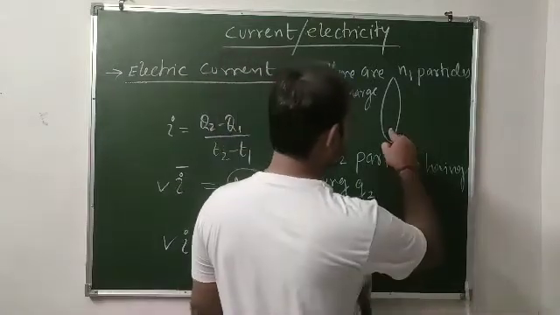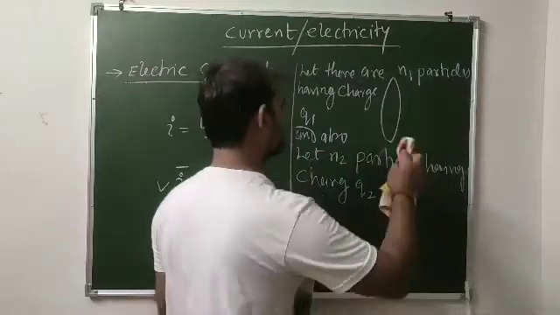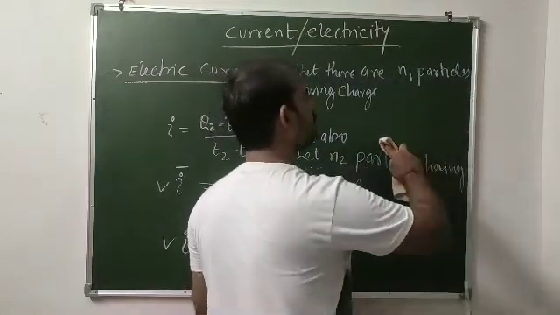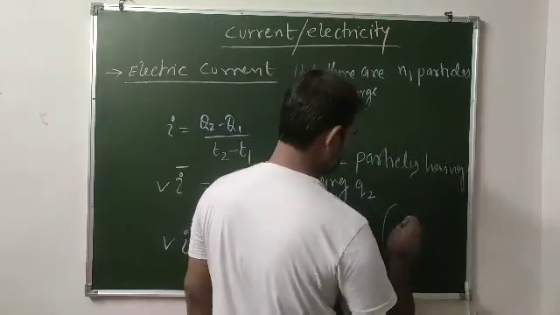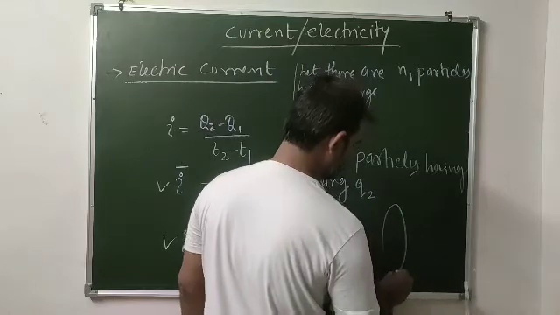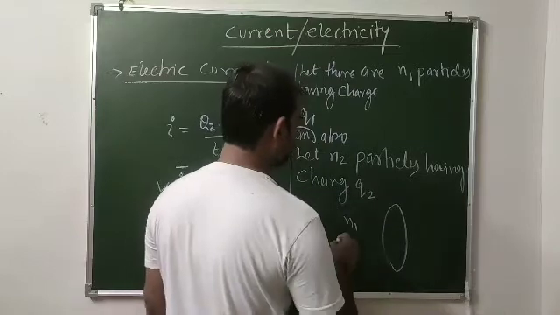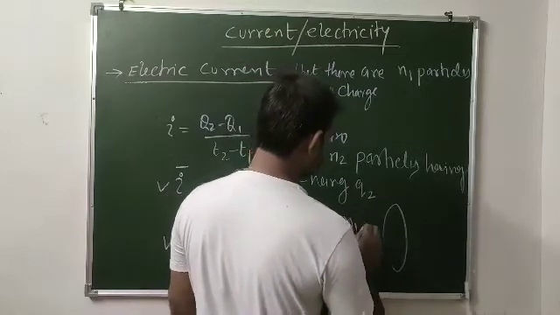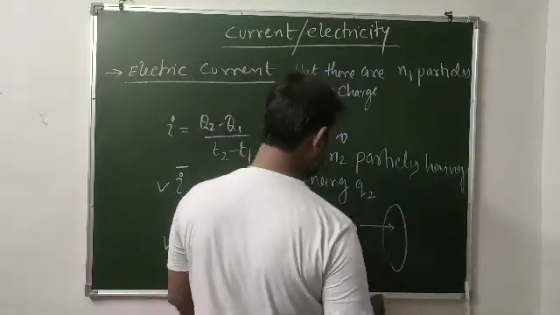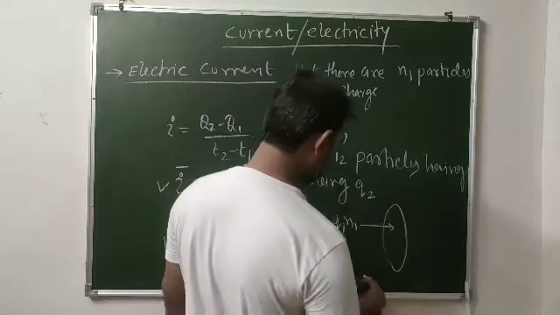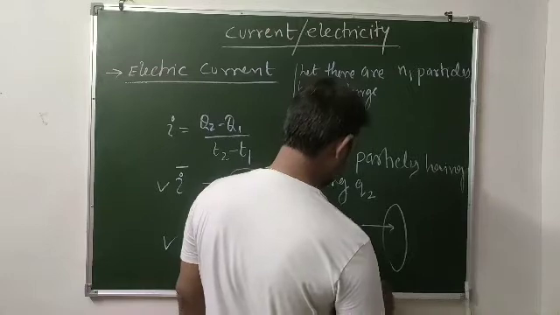Suppose this is the section of wire I have taken over here, and the place is not available, so I am redrawing this section of wire. Suppose N1 particles having charge Q1, so this much amount of charge has been passed through this. From here you mention the direction also, that will help you understand the whole concept clearly. This is left and this one is right.